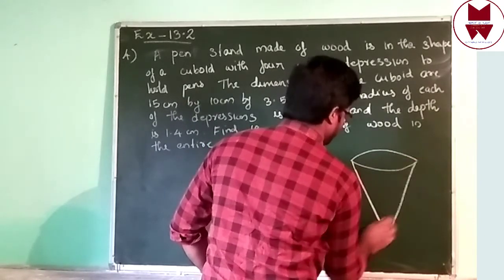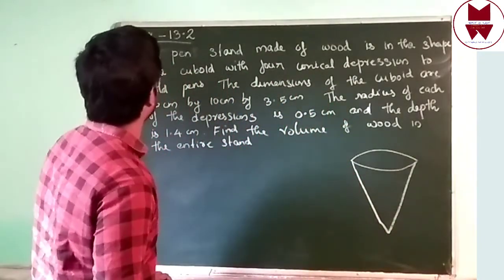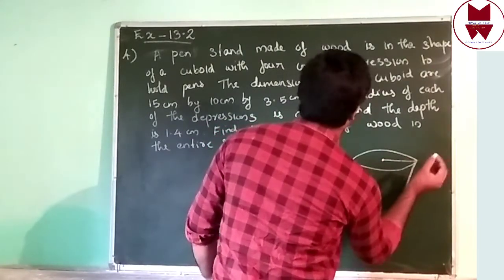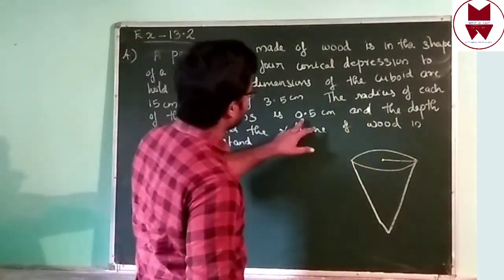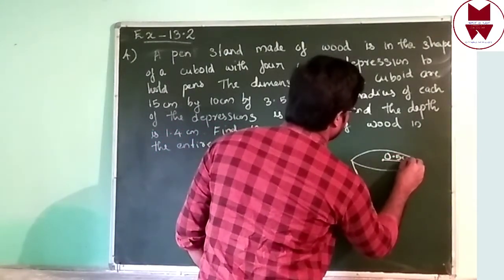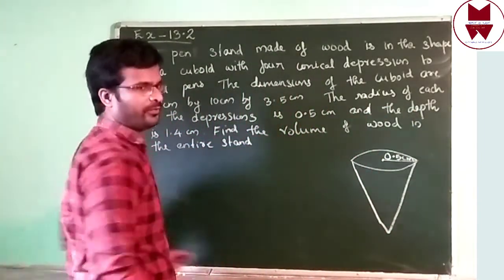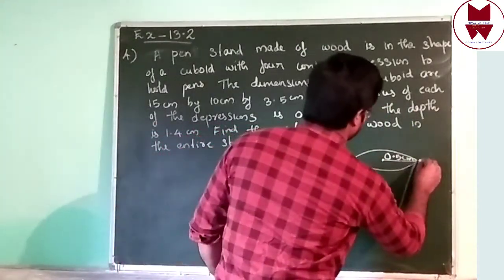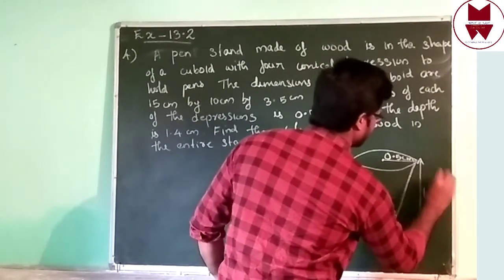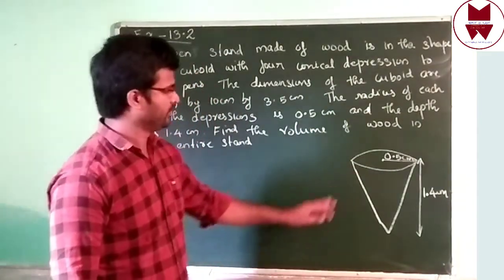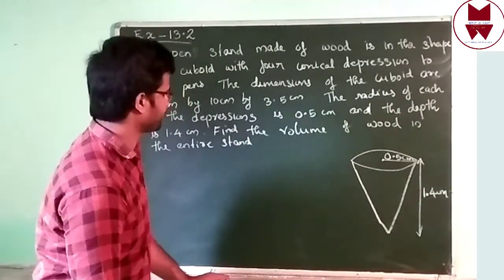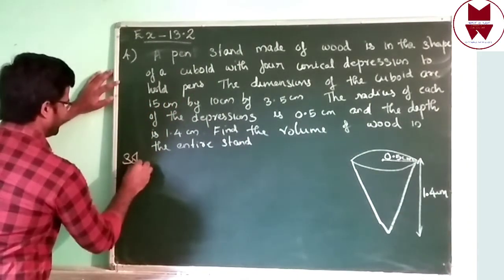It's like one conical depression. The radius of depression is already given, that is 0.5 centimeter. The depth is 1.4 centimeter. There are 4 such depressions in that wood. Then you can write the solution.